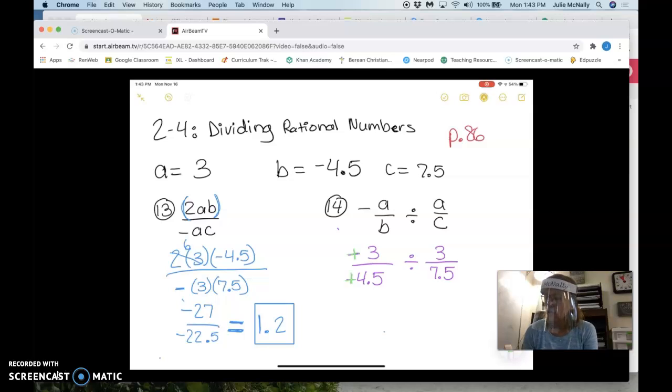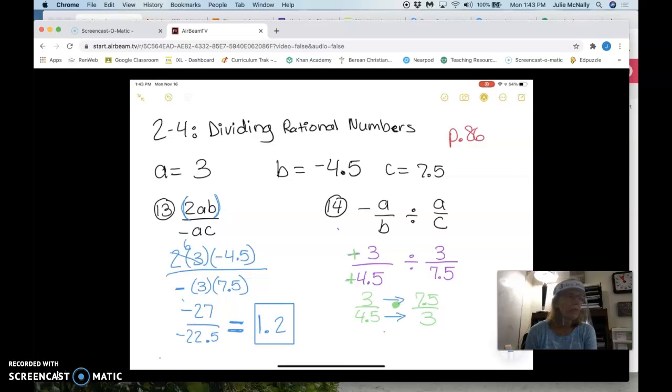So then I'm just going to keep the first fraction, change the what? Sign. Yes. And do what to the next one? Flip it. Flip. So put what's on the bottom on the top. And now I can multiply the top numbers together and multiply the bottom numbers together.